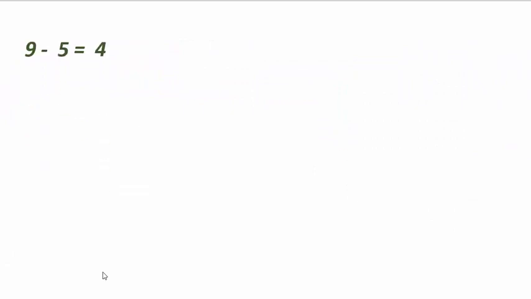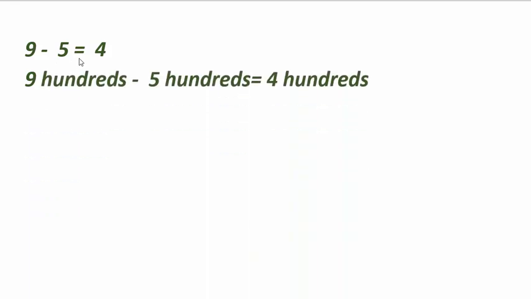Just look at this example. This example is about ones. For example, 9 minus 5 equals 4. It's easy. If we add hundreds to the numbers, 9 hundreds minus 5 hundreds equals 4 hundreds. Very good. If we write the same example with numbers, but we add the zeros, 900 minus 500 equals 400. Very good. Okay, do you understand?